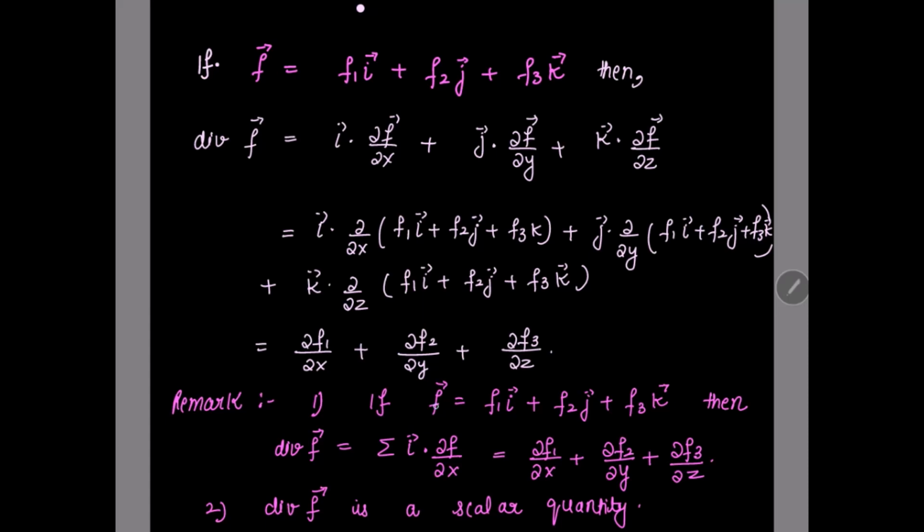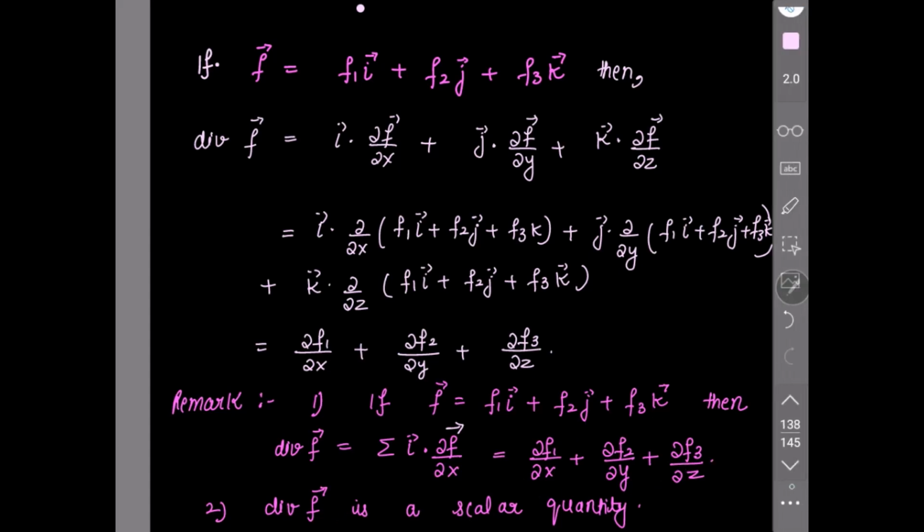Remark: if f vector is given in this form, f1 i plus f2 j plus f3 k, then divergence of f is equal to summation i dot product with ∂f/∂x, which is nothing but ∂f1/∂x plus ∂f2/∂y plus ∂f3/∂z. This is your vector. And divergence of f is a scalar quantity. This is your scalar quantity.